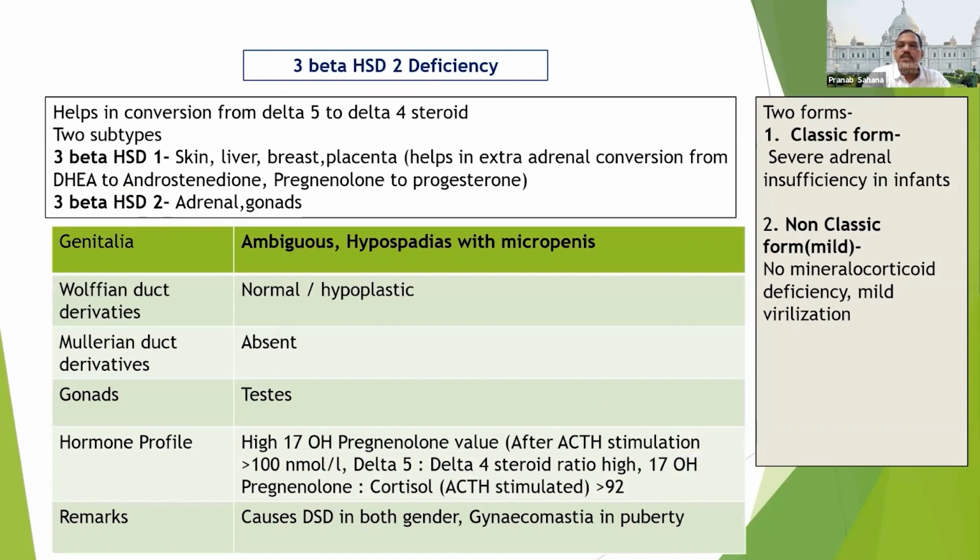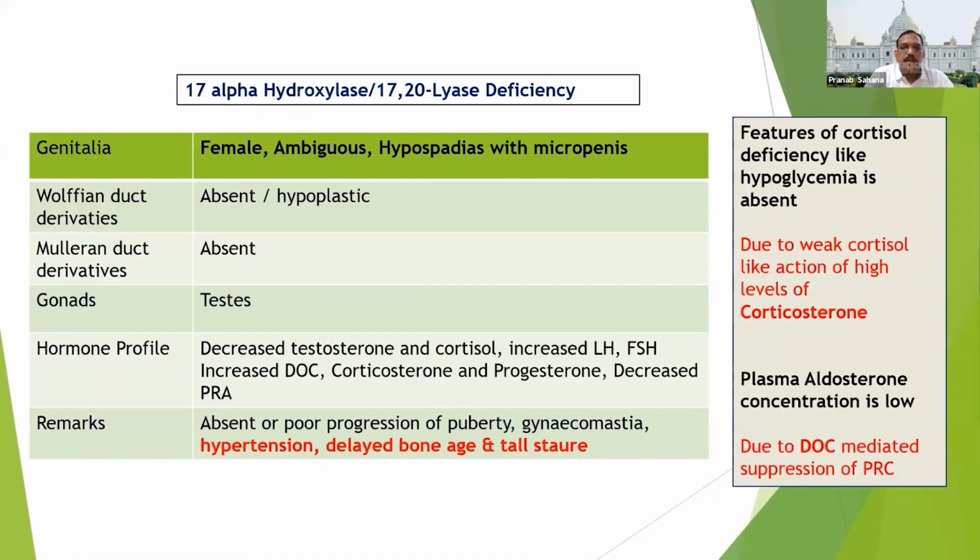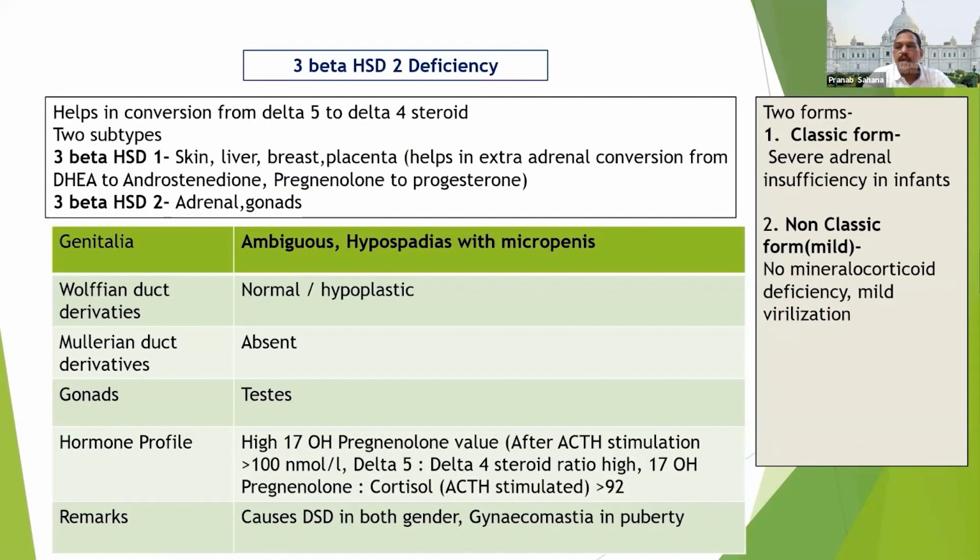Next is 3-beta HSD2 deficiency. It can have a classic form of severe adrenal insufficiency, or a non-classic or mild form of hypoplastic male. This enzyme converts delta 5 to delta 4 steroids, that is pregnenolone to progesterone, or 17-hydroxypregnenolone to 17-hydroxyprogesterone, and is also involved in androgen biosynthesis. In this disorder particularly, there can be high 17-hydroxypregnenolone after ACTH stimulation, and the delta 5 to delta 4 ratios can also be high.